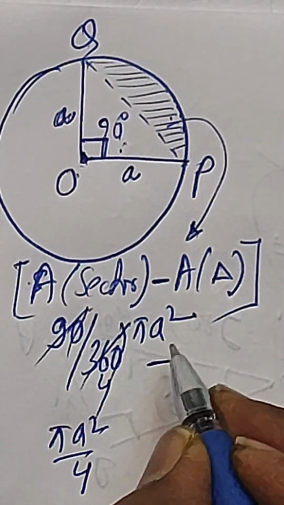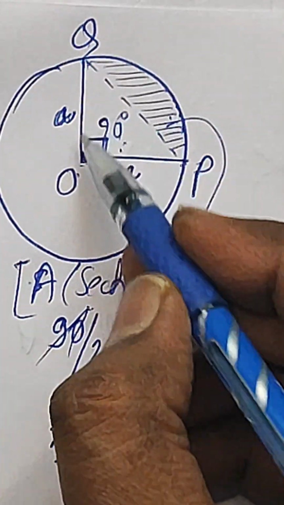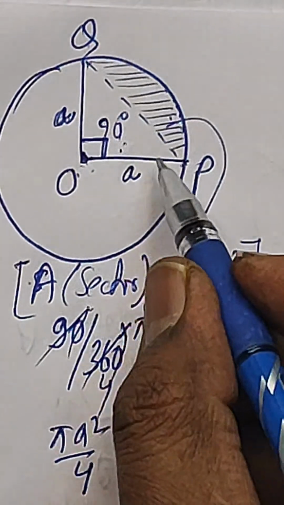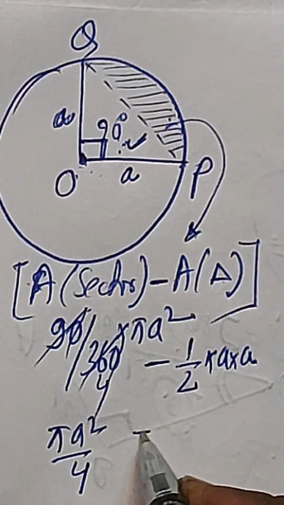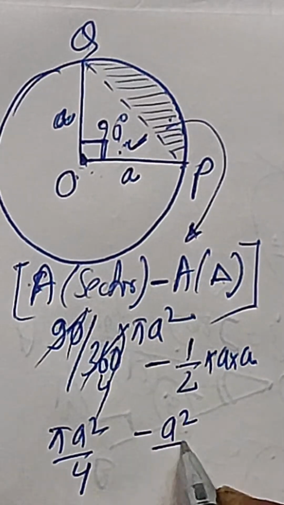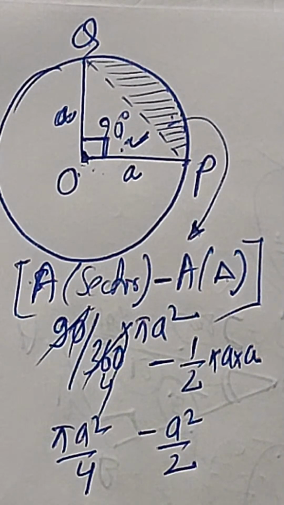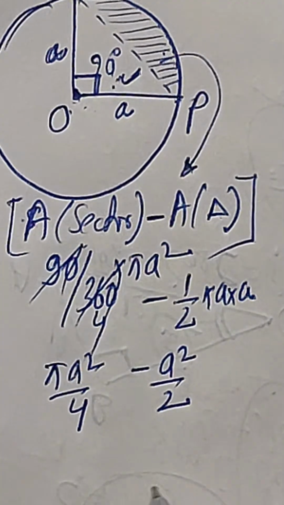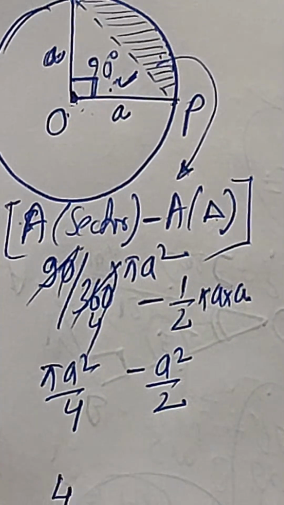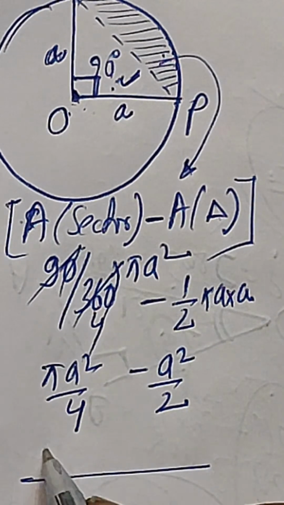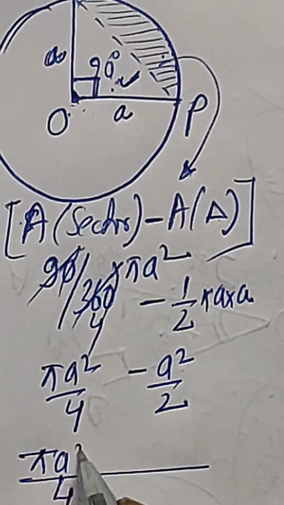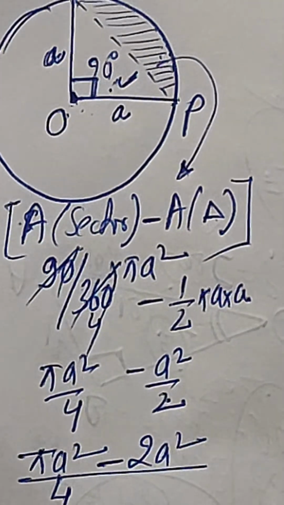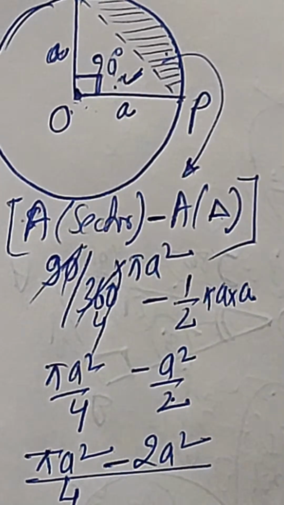And here it will be subtracted the area of the triangle. Area of the triangle is half into base into height, right? So it will be half, this triangle, the blank one. So this will be coming as a square by 2, right? So when we take the LCM as 4, it will be coming as pi into a square minus 2 times a square, because 2 will become 4 in 2 times. So this 2 will be multiplied.